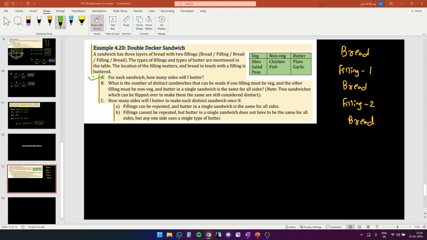So how many sides do we have? If I draw, we'll have a top side from here and a bottom side from here. So 2 from here, then a top side and bottom side again, top and bottom. So in total we'll be having 3 layers of bread. So there will be a total of 6 sides to butter.